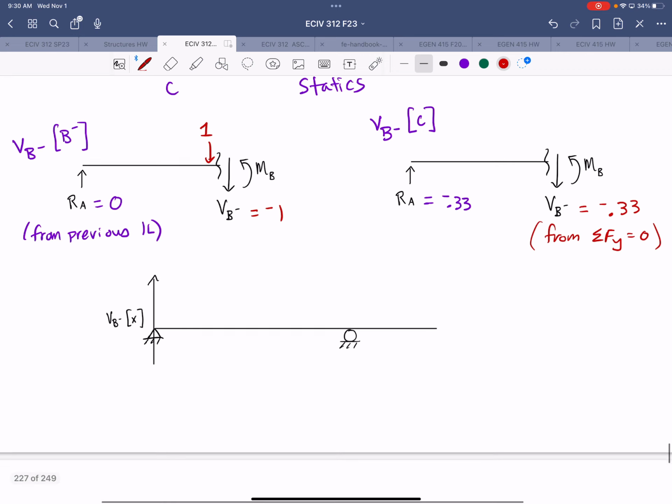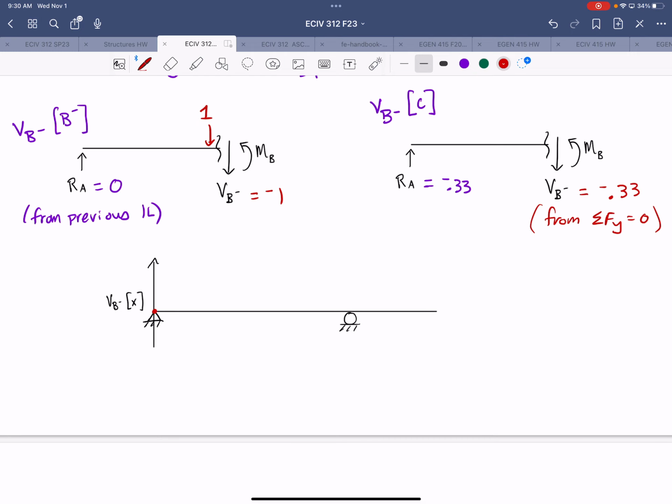So then we plot our values. We have 0 at A and B, the supports. And then immediately before the support, we have -1. And then at C, we have -0.33. And then we connect those points with straight line segments. All right, so that's your influence line for shear immediately before the support at B.